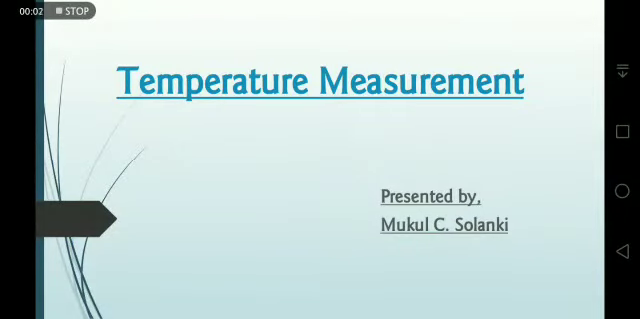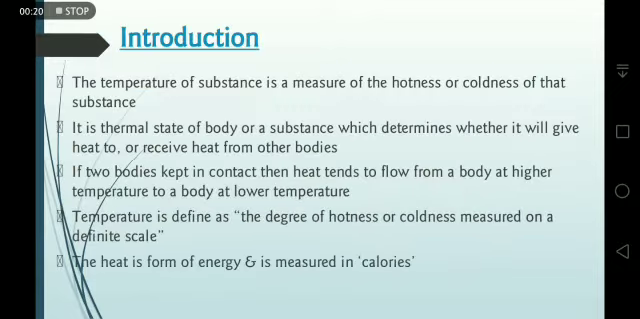Hey guys, I am Mukul Solanki and our today's topic is temperature measurement. So before heading towards the temperature measuring instruments, first of all we discussed modes of heat transfer, effect of temperature change and temperature scales and numericals on temperature scale. So first of all, introduction of temperature measurement.